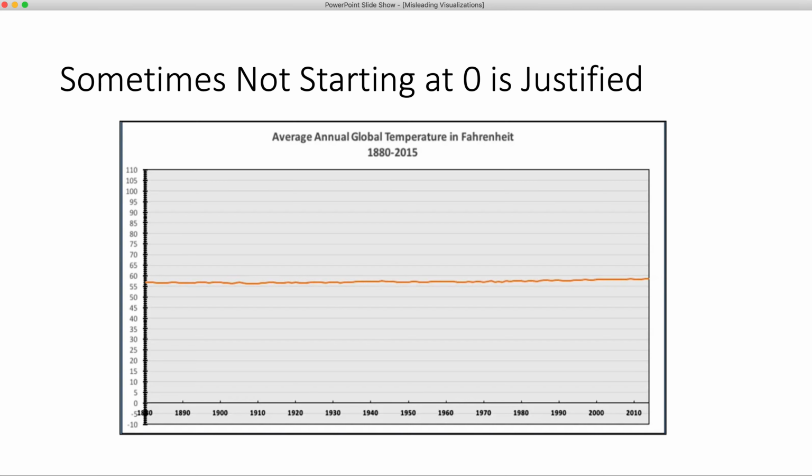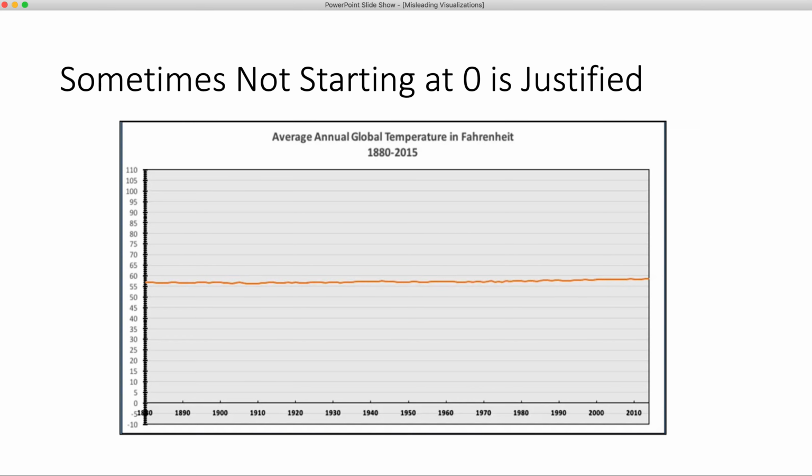Now, that does not mean that you should always start at 0. Sometimes not starting at 0 is justified. So here's a graph from, I believe, the National Policy Review publication, one of these climate change denying organizations, where they mapped the annual global temperatures in Fahrenheit. They start at 0, they go to 110, and it looks as if there's hardly been any change in global temperature. Of course, there are two things wrong with this.